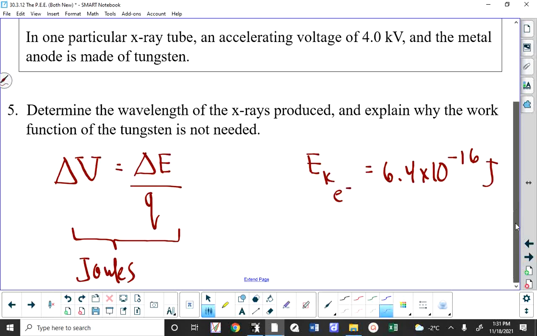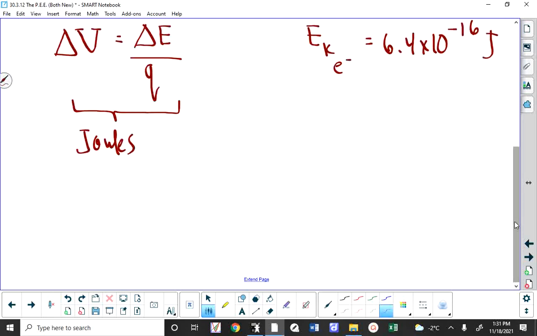But then in order for you to determine the kinetic energy of the electron in eV, you have to divide that number of joules by however many joules there are in 1 electron volt. And that's 1.6 times 10 to the negative 19 joules per electron volt, which takes you back to the 4,000 eV.